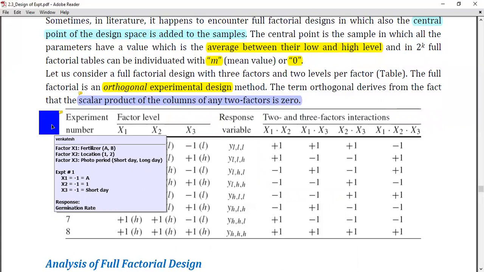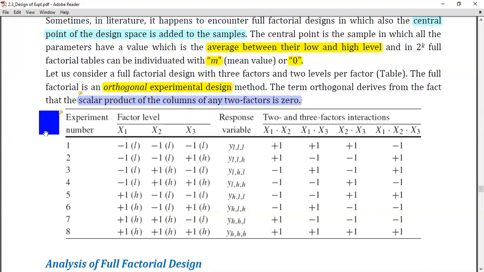Factor 3, x3, is the photoperiod, the daylight, because to grow the plant, for germination, we require photoperiod combinations, that is short day and long day. Two types of photoperiod sunlight we have taken. Now if I take that particular combination, you can see your experiment.